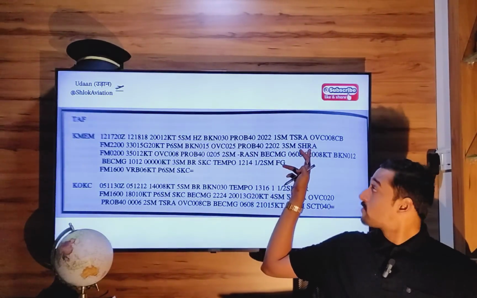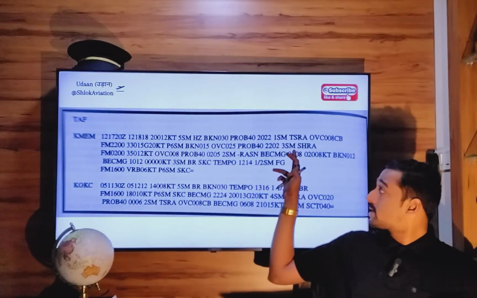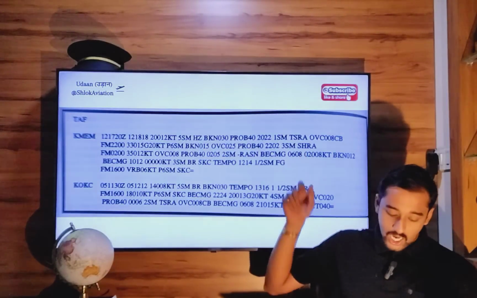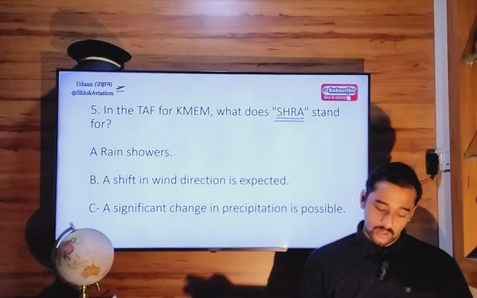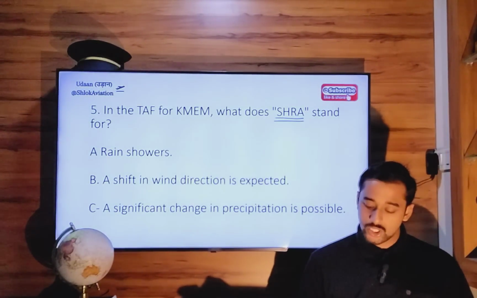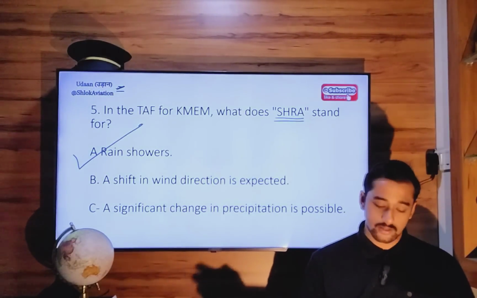Visibility has improved and thunderstorm rain has decreased in intensity and now you have showers and rain. SHRA stands for shower and rain. So rain showers, a shift in wind direction is expected, a significant change in precipitation is possible. So full form is rain showers.